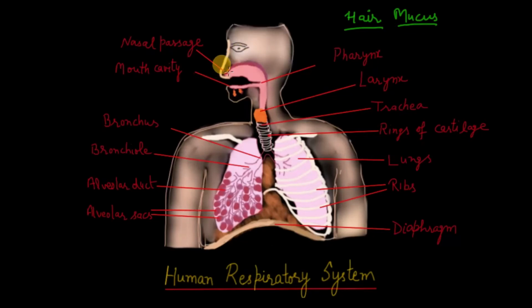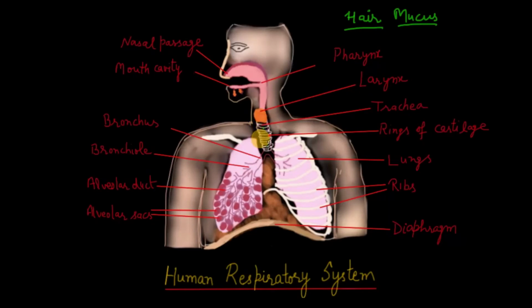From the nostril to the nasal passage, this air moves to the pharynx, and then through the larynx it enters the trachea. This trachea has C-shaped cartilaginous rings over it. We can see the C-shaped cartilaginous rings which help ensure that this air passage never collapses.